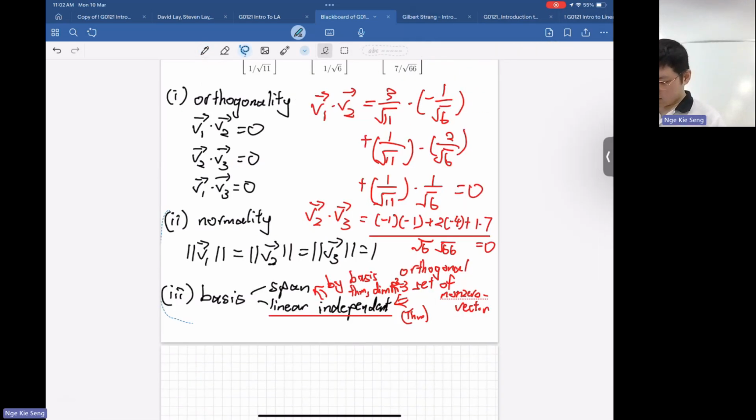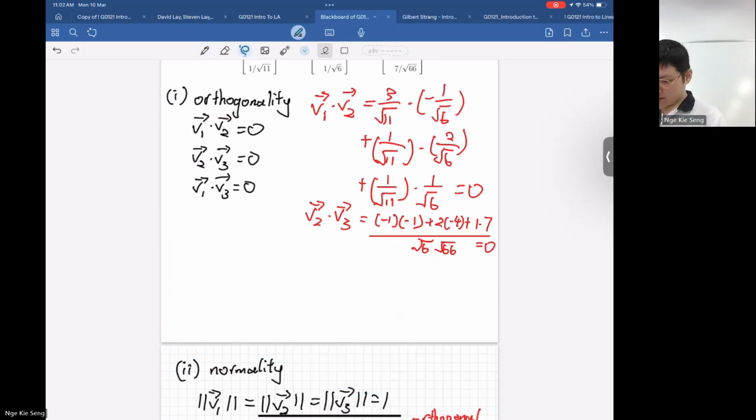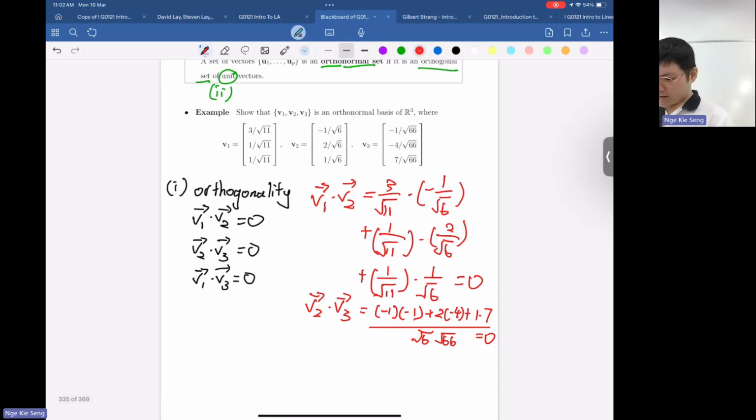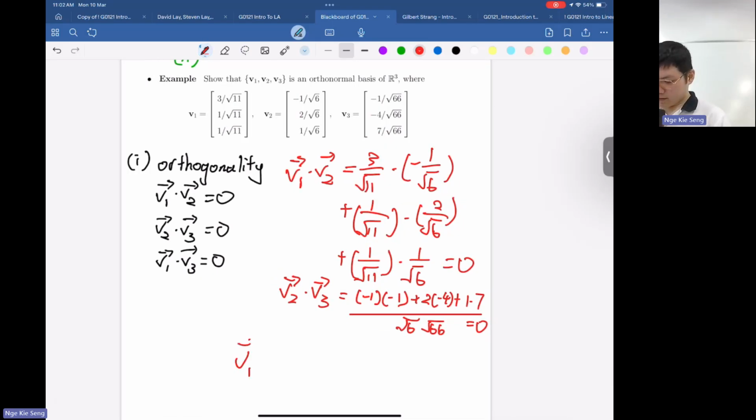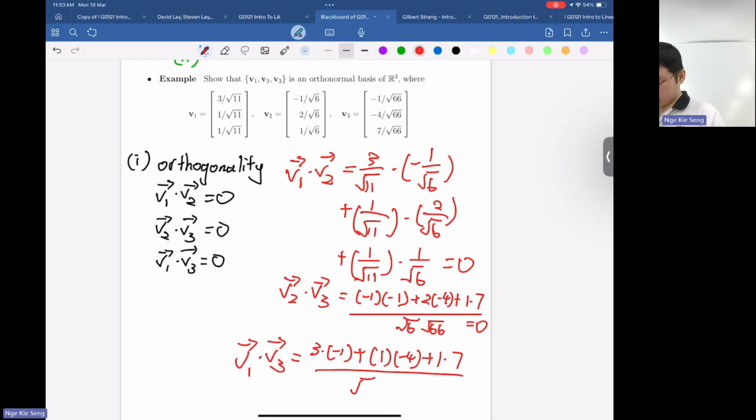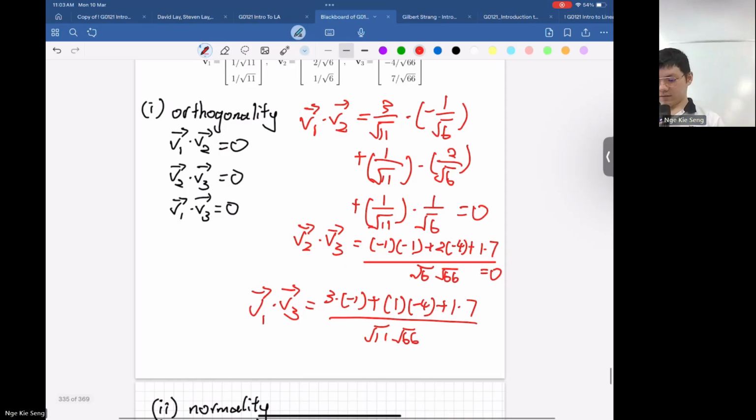Then how about v1 dot v3? What do you get? 3 times -1 plus 1 times -4 plus 1 times 7, over square root 11 times 6. So -3 plus -4 is -7, and -7 plus 7, you get 0 again.